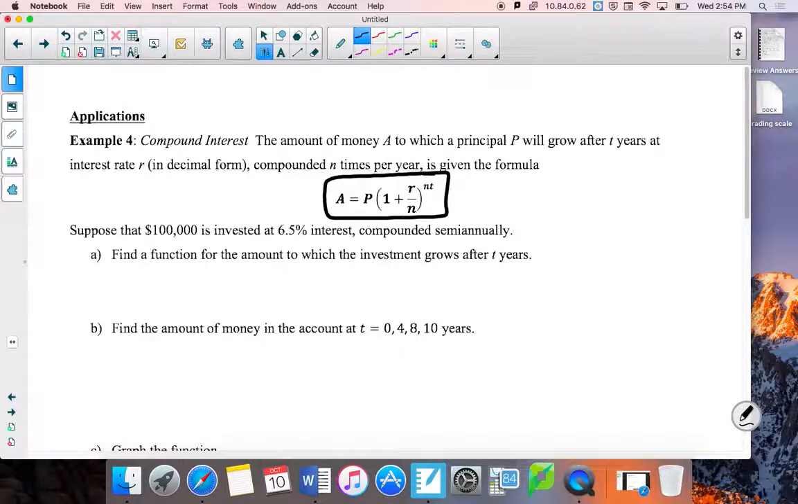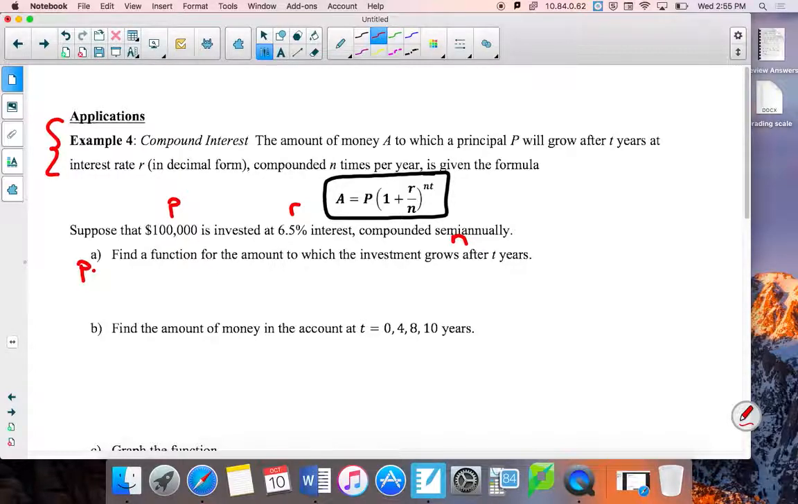So looking at this first example, suppose that $100,000 is invested at 6.5% interest, compounded semi-annually. So this $100,000 is my principal. It's how much I put in. My rate is that percent, and then this N value is how often you're compounded. And all of that is listed up here for what P is and R and N and T. So reference that if you need it.